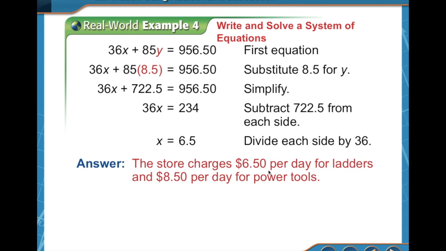So, in terms of our problem, what does that actually mean? The store charges $6.50 for ladders, because x was ladders, and $8.50 for power tools, because that was the y value we found a little bit earlier in the problem. So the idea is to use this context to help you solve these problems. Even if you have a paragraph, you can still figure it out, turn it into an equation, and then solve with the rules that we now know are true. So go forth and use elimination.